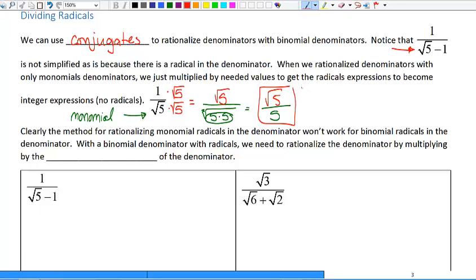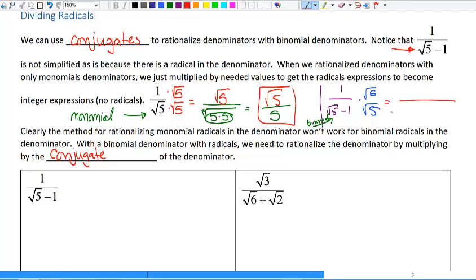Now, clearly this method for rationalizing monomial radicals in the denominator won't work for binomial radicals in the denominator. With a binomial denominator in the radicals, we need to rationalize a different way. And the different way is to multiply by the conjugate of the denominator. To be clear, let's look at the binomial denominator 1 over the square root of 5 minus 1. If I just multiply by the missing value, root 5, like I did with the monomials, okay? So this is a binomial. So if I try to use the same method, it won't work.